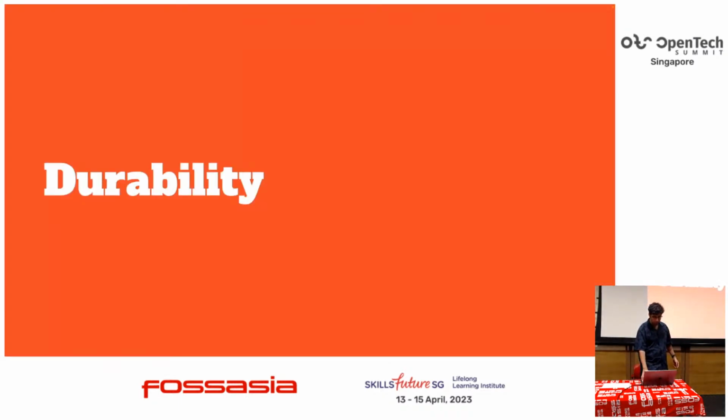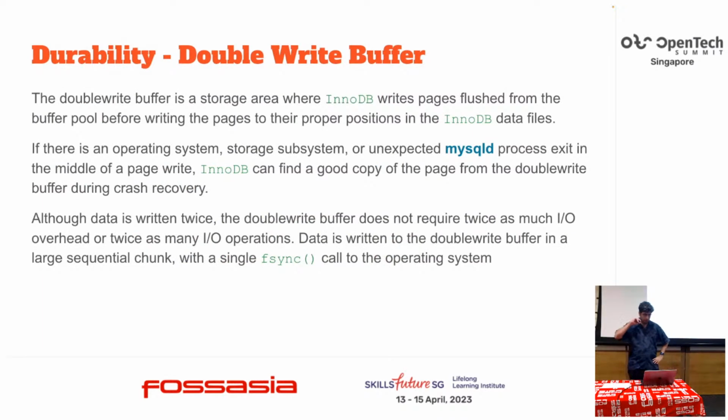Then let's quickly talk about durability because I'm almost out of time. As I mentioned earlier, InnoDB has a double write buffer. This helps us get durability because the double write buffer is a storage area where InnoDB will flush the pages. Remember there's a buffer pool, and the way InnoDB writes is when the page is dirty, it will write that page to disk.